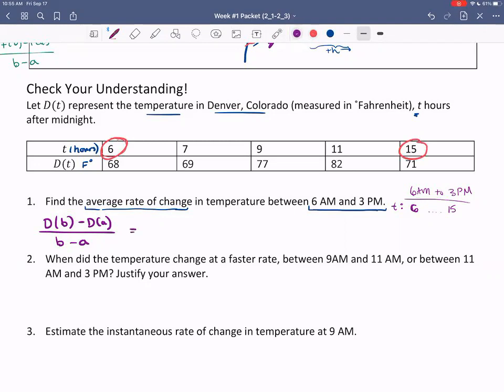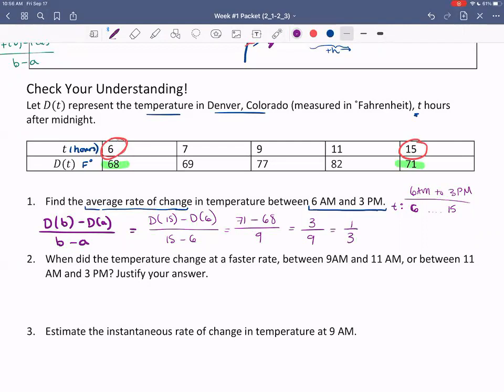So for us, the rate of change that we would want would be D of 15 minus D of 6 all over 15 minus 6. And now we can read from our table what those outputs are, what D of 15 and D of 6 are. D of 15 being 71, D of 6 being 68. And then in the denominator, 15 minus 6 would be 9. So we can subtract. In the numerator, we get 3. In the denominator, we get 9. Which if we simplify becomes 1/3.